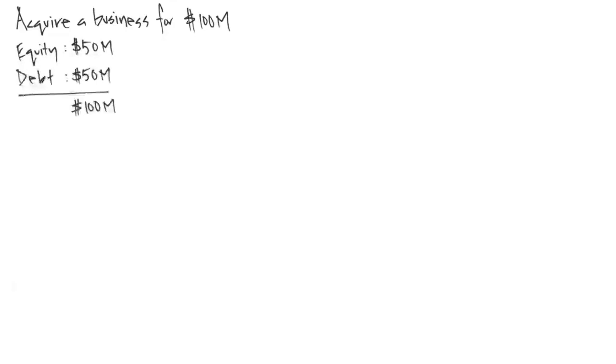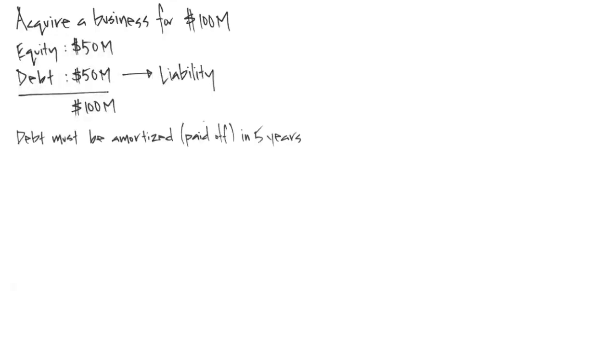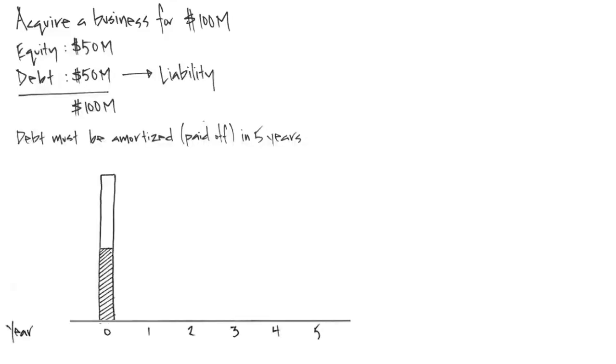So let's walk through a quick example. Let's say that you decide to acquire a business for $100 million. And to do this, you raise $50 million of equity and $50 million of debt. And recall that debt is a liability. In this example, we will say that debt has to be amortized or paid off in 5 years. And to keep things simple, we will keep the business valued at $100 million over this period.